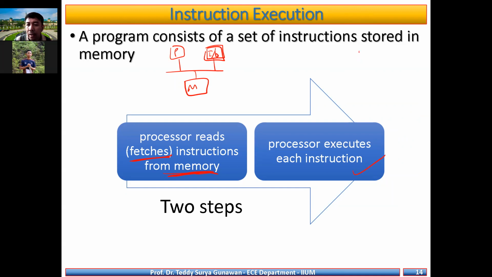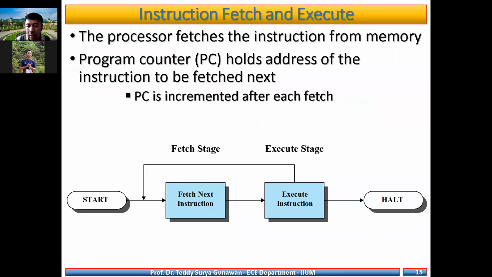Okay, as you recall earlier, the memory is divided into instructions and then data. So you fetch the instruction, and then you run it in the CPU, and then continue. Keep continuing. Something like this. Start, fetch the next instruction, execute the instruction. If you finish, then halt. Okay. How do you know the next instruction? You are using the program counter.